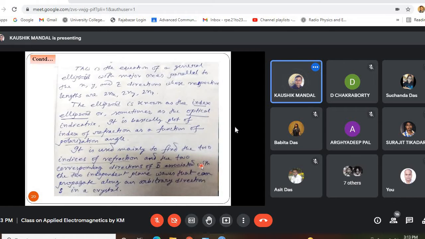So with the help of the ellipsoid, which is nothing but the plot of index of refraction as a function of polarization angle, we have considered the uniform stored electric energy density, and we have seen that it is representing an ellipsoid. This ellipsoid is known as the index ellipsoid, because from it we can easily find out the two indices of refraction, as well as the two directions of the D vector associated with the two independent plane waves.